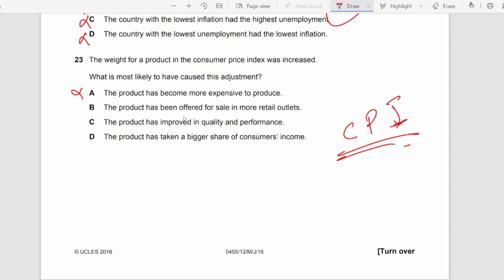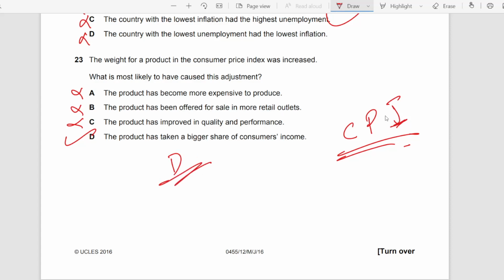The product has been offered for sale in more retail outlets. A lot of products go on sale, but people do not start consuming more of them. The product has improved in quality and performance. A lot of products improve in quality and performance, but does that increase the weightage? The product has taken a bigger share of consumers' income. Yes, because people are going to spend more of their income on consumption of those products that have increased in weightage. That's what the increase in weightage means. The weightage means the total proportion of your income that is being spent on the consumption of that good or service. So D is the correct option.